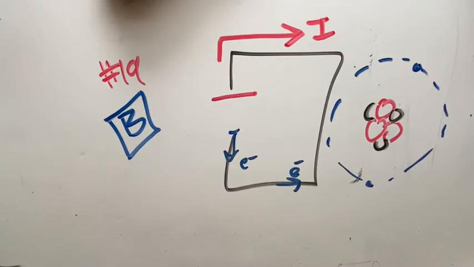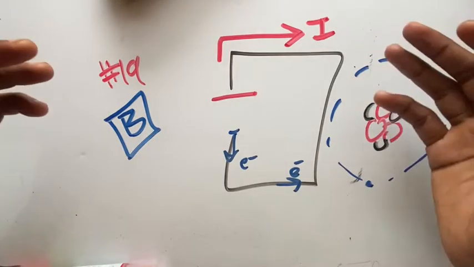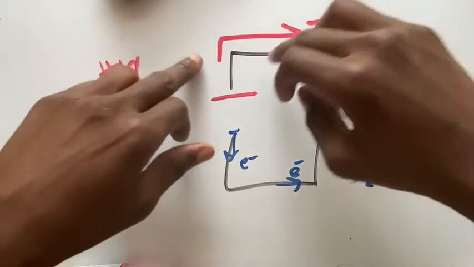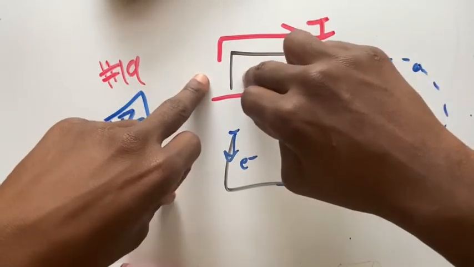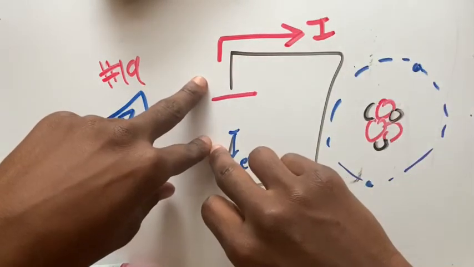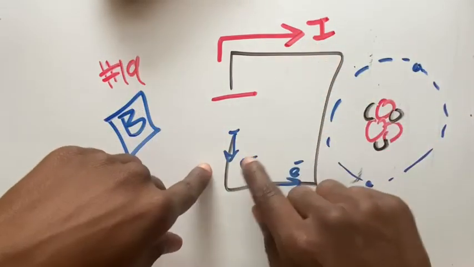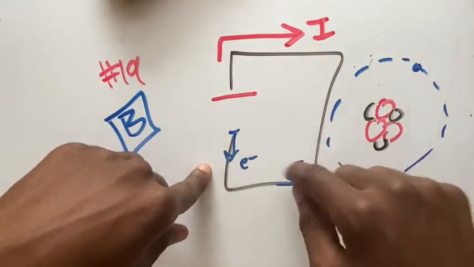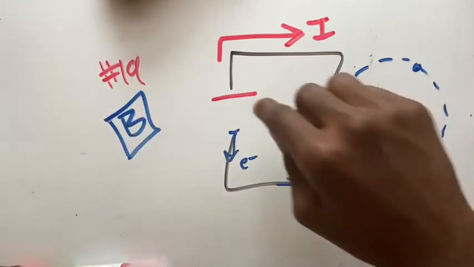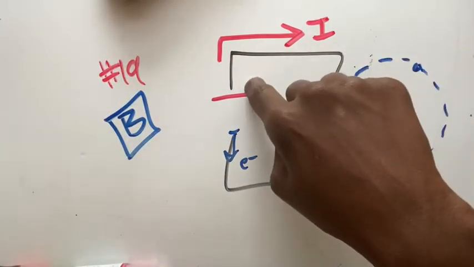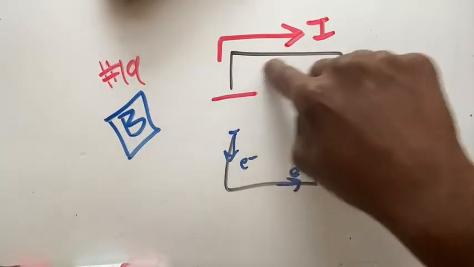So we always use the current coming from the positive end going to the negative end, but we know physically it's actually just the electrons going the opposite way. But just to make it easier, we say the current's going from the high to the low, or in its positive direction.